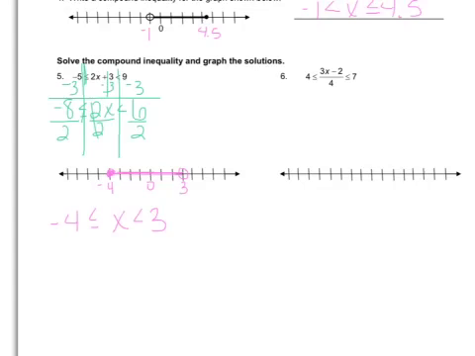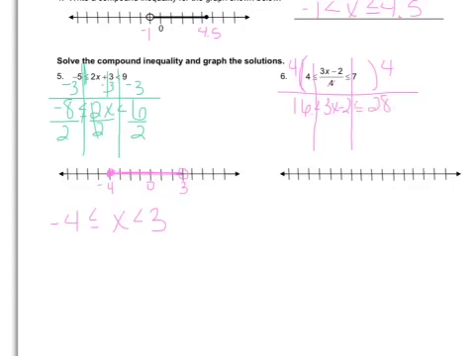So let's solve number 6. The first thing I want to do is get rid of that being divided by 4. So I'm going to multiply this entire thing by 4. When I multiply by 4 in the middle, the 4's will cancel. But then I have to multiply by 4 out here on the right-hand side. Well, that makes 16 is less than or equal to 3x minus 2 is less than or equal to, and then 7 times 4 is 28.